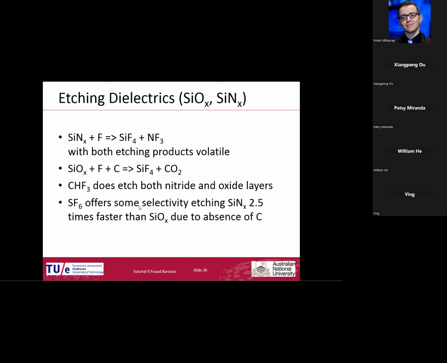SF6 can offer some selectivity when you are etching silicon nitride. You can etch silicon nitride faster than silicon oxide, I found. I didn't determine this in all conditions, but I did some examples and we have seen this. That's why, in my work on etching silicon and indium phosphide, I started with silicon nitride as a mask, but later I switched to silicon oxide.